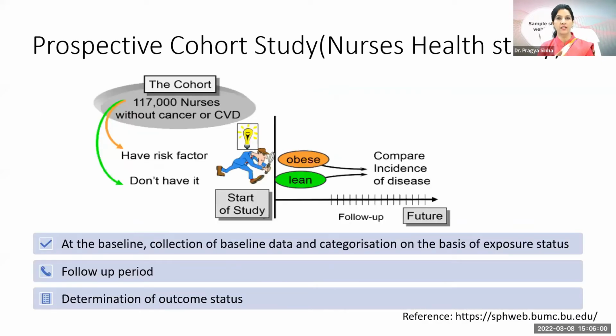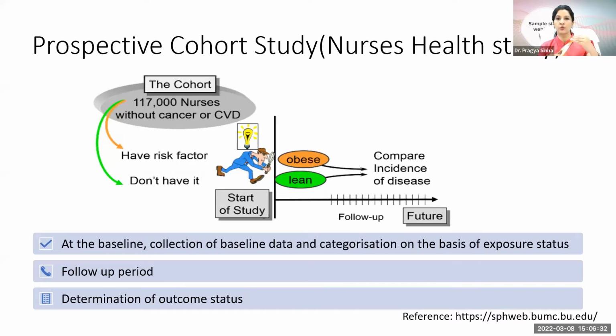So in a prospective cohort study, you start with individuals who are free from the outcome. This is a classical cohort study which has been done, known as the Nurses Health Study. They started with 117,000 registered nurses who were free from cardiovascular disease or myocardial infarction. And then they divided those nurses on the basis of the BMI.